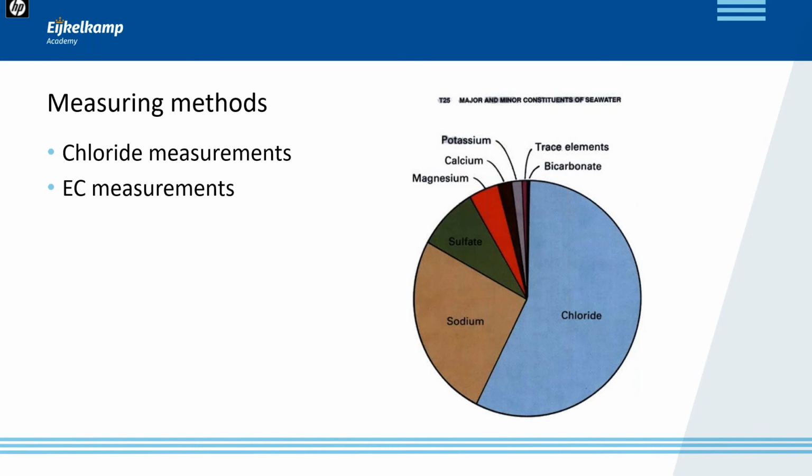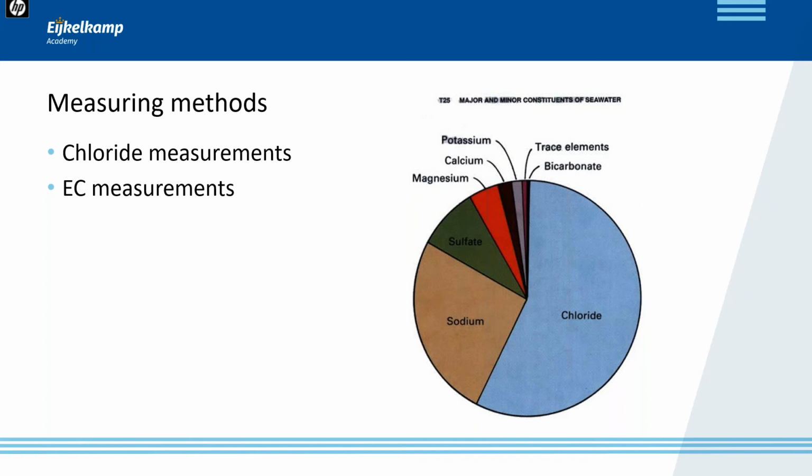Measuring methods. Well, the degree of salinization normally is investigated by determining the chloride content of the water or measuring the electrical conductivity, the EC. Determining the chloride content is mainly a lab analysis or can be done in situ in the field by measuring with a so-called ion-specific sensor. These sensors are not easy to handle and require specific care and high calibration frequency.